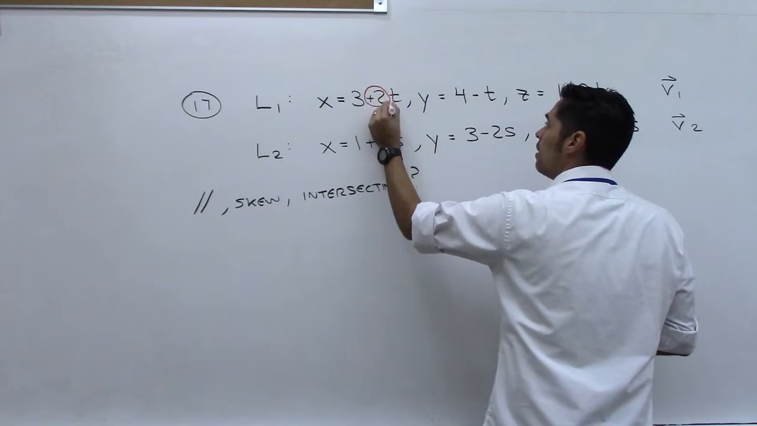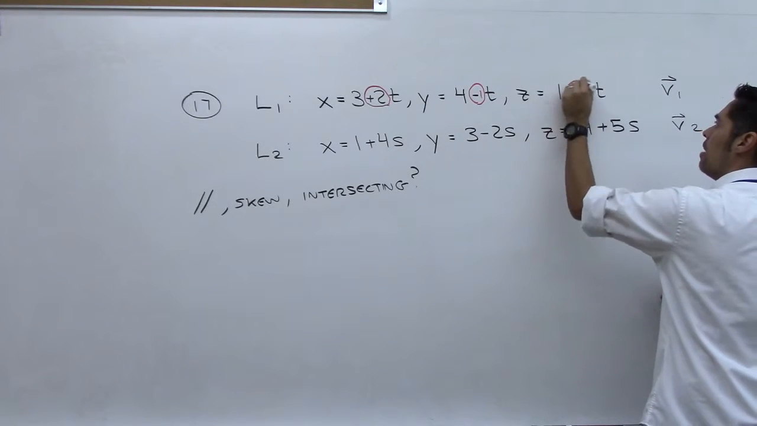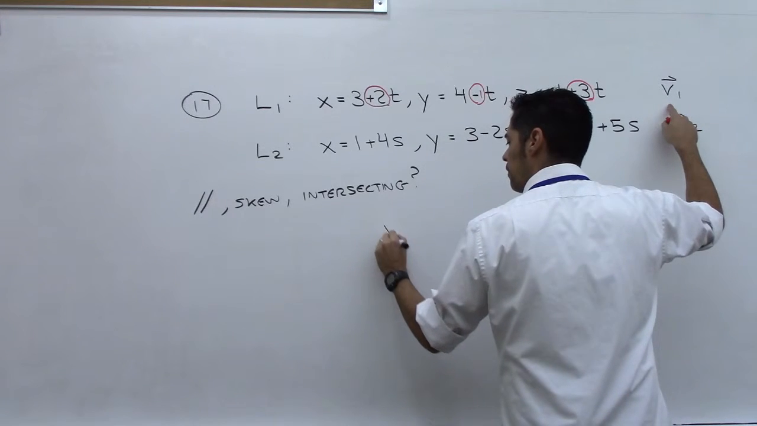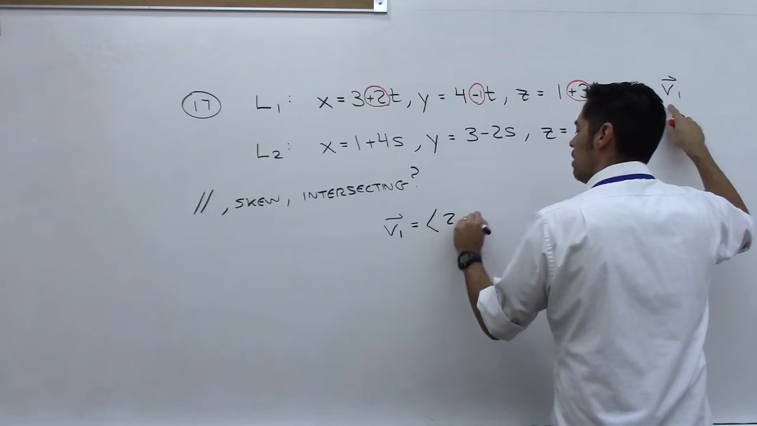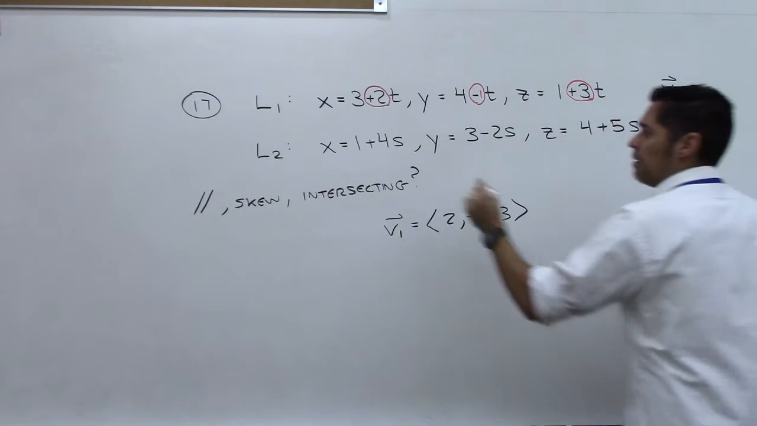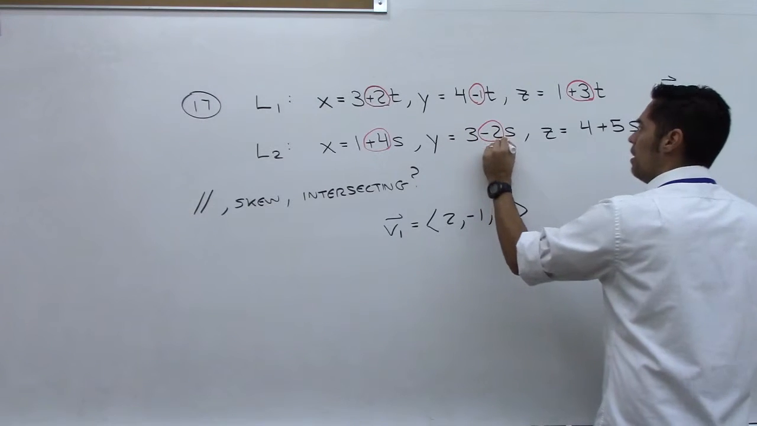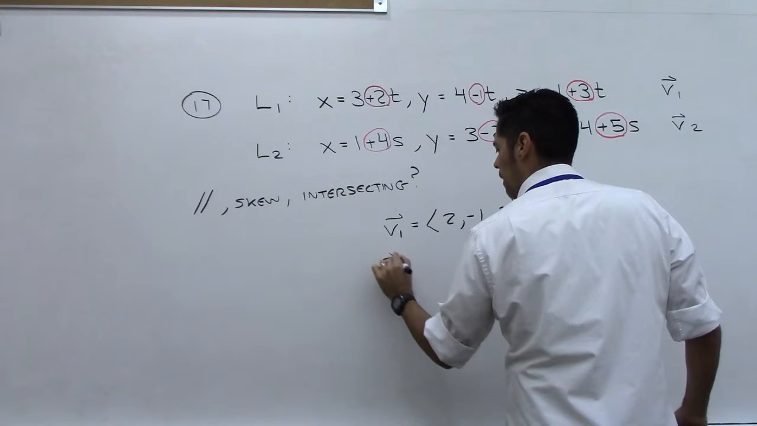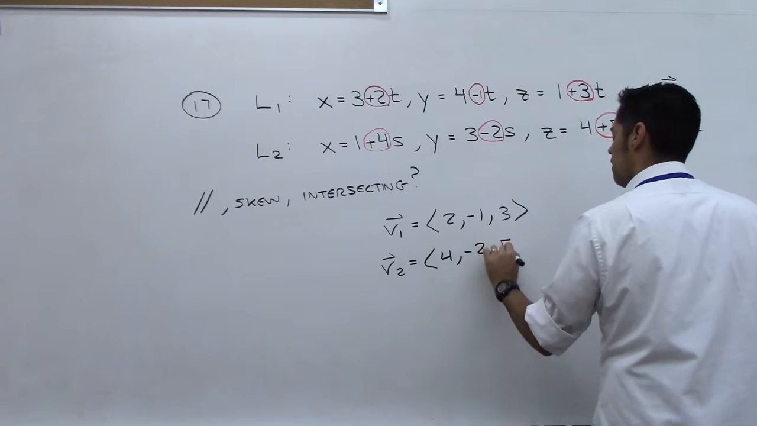So the 2 here, there's a -1, and then in front of this t we've got a +3. So the direction of line 1 is the vector 2, -1, 3. I can do the same thing for L2. I can find its direction looking at the coefficient of the variable, so 4, -2, and 5. So the direction of the second line is 4, -2, and 5.